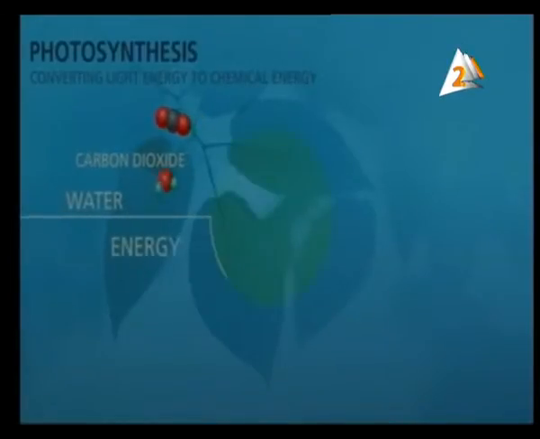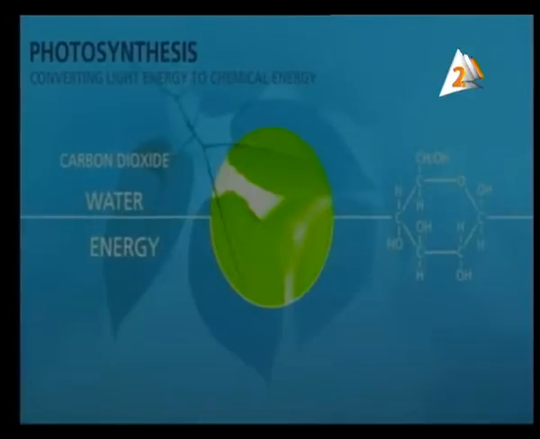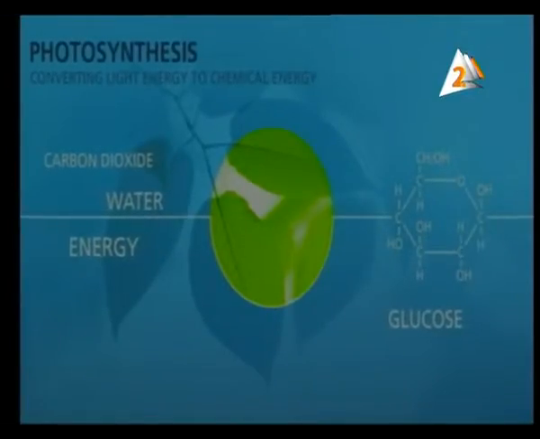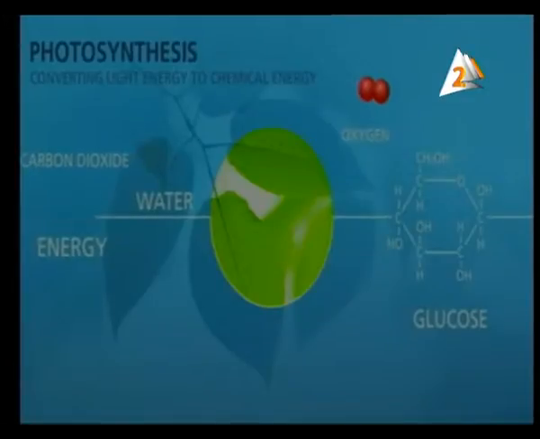Concentrate, my lovely. Carbon dioxide in the air starts to move, as you see. Water and energy help them work to form a big structure, which is glucose. Glucose is the simplest form of carbohydrates, or the simplest form of sugar, that we use in our food.